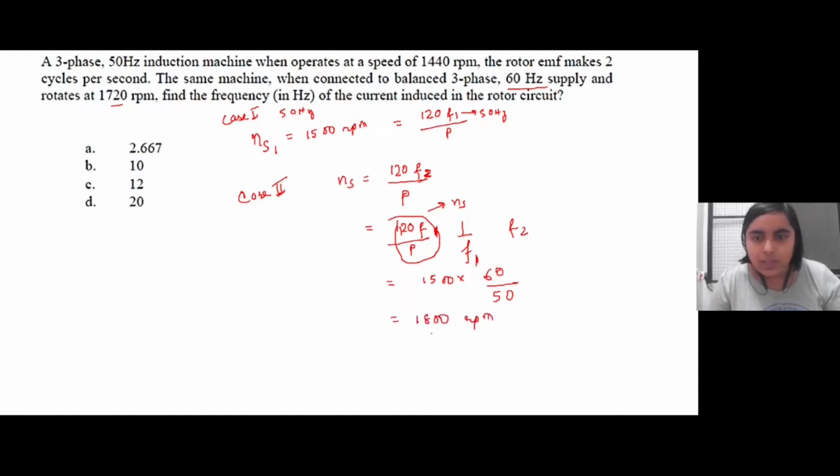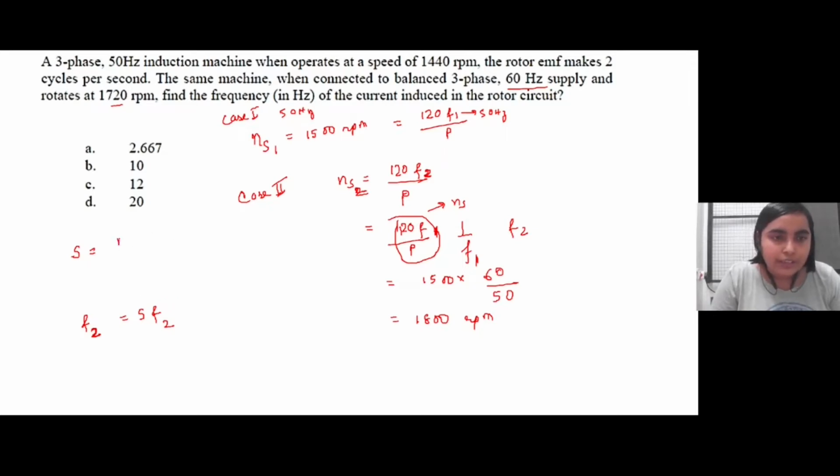1800. Now, why do we need to calculate this ns2? Let us denote this by ns2. Why do we need it? Because we need to find the frequency of the current induced in the rotor circuit. So similarly to the previous equation, we also have to calculate slip, because in order to calculate the frequency of the induced current, we need to find s into f, right? This is the slip, and this f is actually the frequency of the supply, which is 60 hertz in the second case.